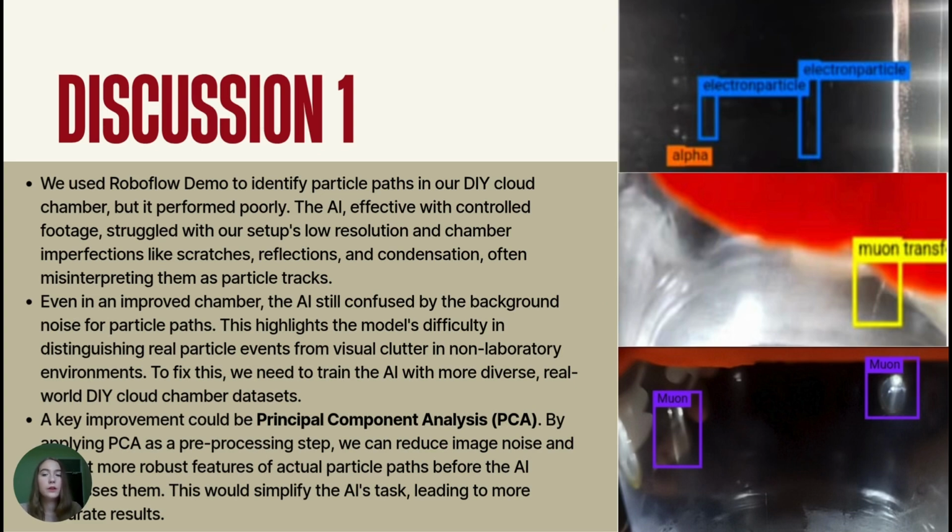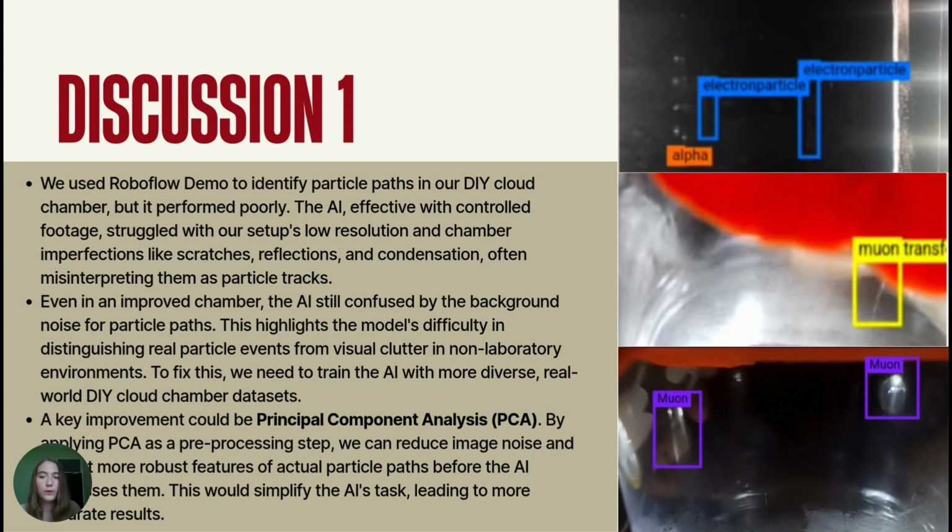But more significantly, the physical condition of the container affected the AI's accuracy. The chamber had minor scratches, reflections, and condensation, all of which the AI mistakenly interpreted as particle tracks. Even in our more refined second chamber, although the AI showed slightly better performance, it still confused non-particle artifacts like base reflections and surface imperfections for actual paths. This indicates that the current AI model has difficulty distinguishing real particle events from background noise, especially in non-laboratory environments.